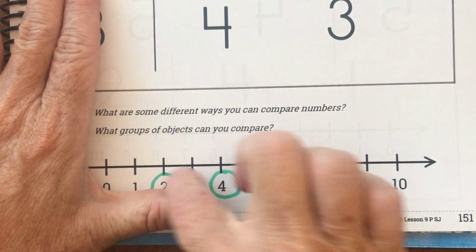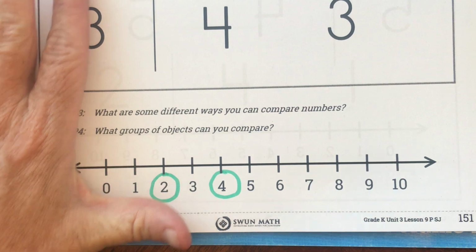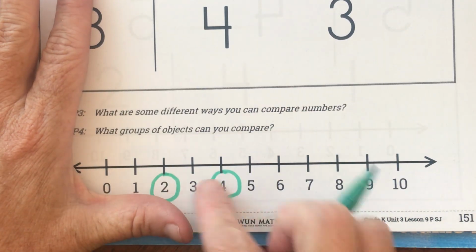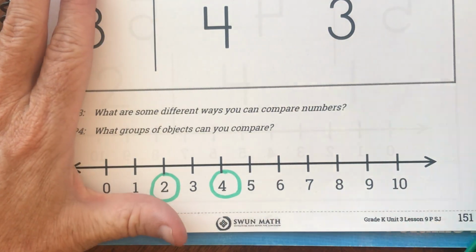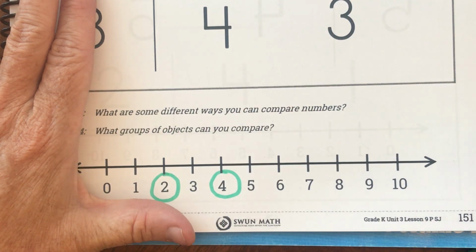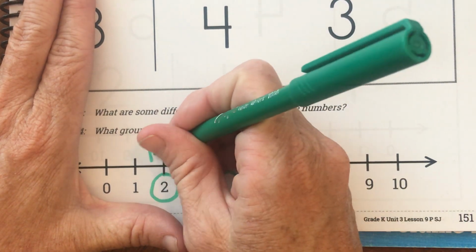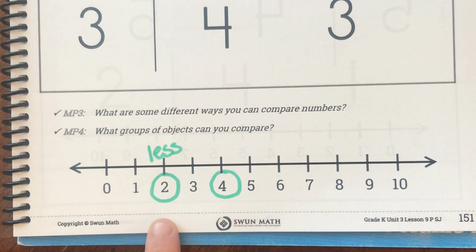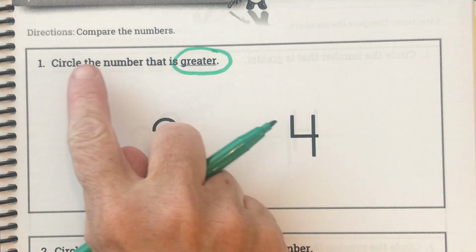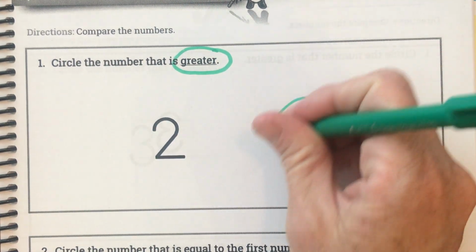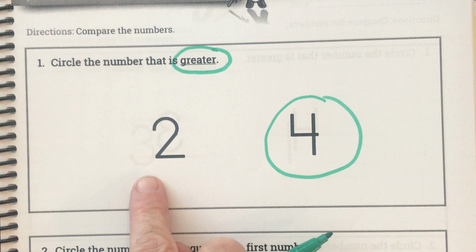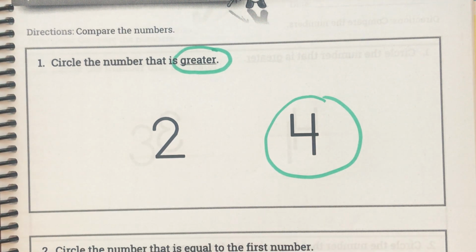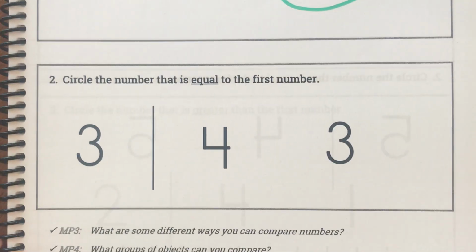Ooh, do you see an L with this one? This is called an L. So on the left side, the number closest to the left, this is less. This number then is less. So if this number is less, this one must be greater. The 4 must be greater. And our directions say, circle the number that is greater. 4 is greater than 2. Okay, let's look at our next one.